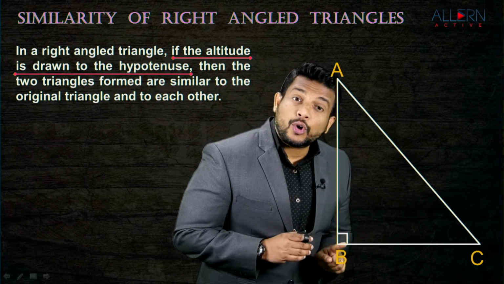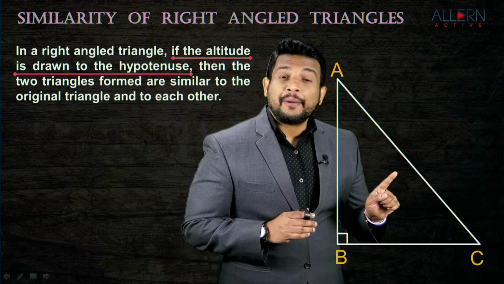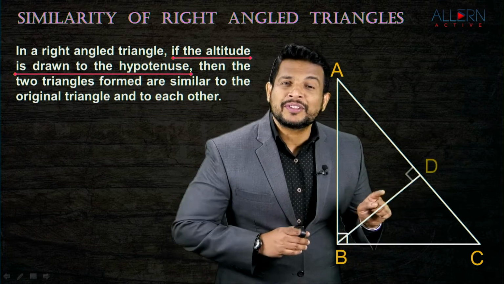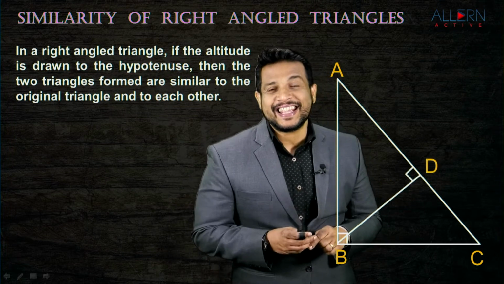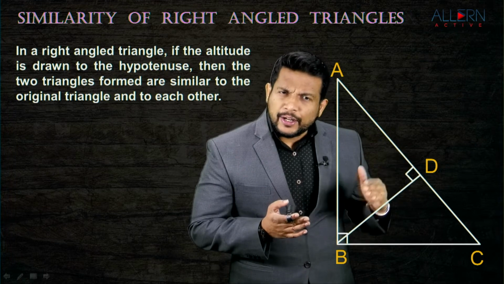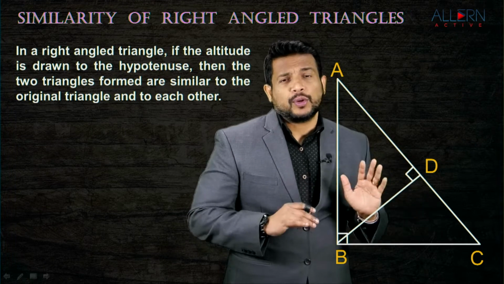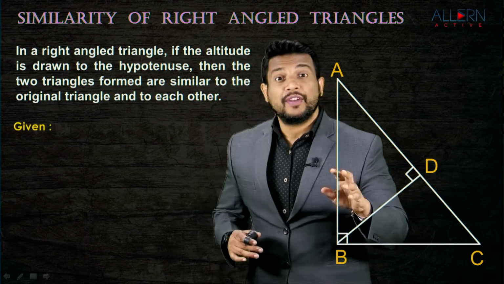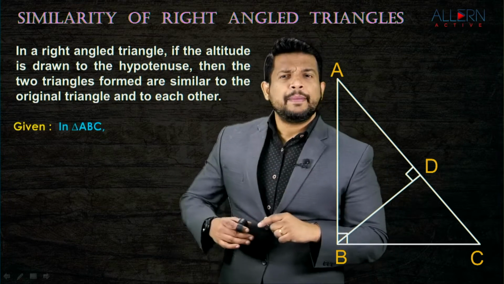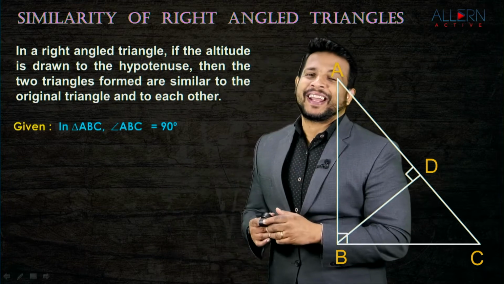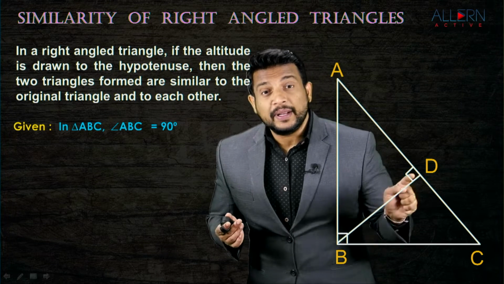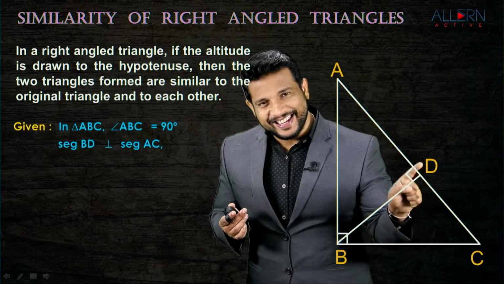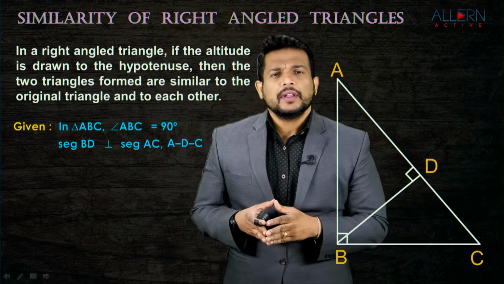They say there is an altitude drawn to the hypotenuse. That means there is a perpendicular drop from this B onto the hypotenuse. That is the altitude on AC, right? That's what we got. The altitude drawn on the hypotenuse, that is given to us. So whatever we have drawn, that is nothing but the given. So let's write the given. In the given we're going to write, we have a right angle triangle. So we write in triangle ABC, angle ABC is equal to 90 degrees. What else do we have? We have segment BD perpendicular to hypotenuse AC such that A-D-C. That's what we wrote. So we understood what's the given.